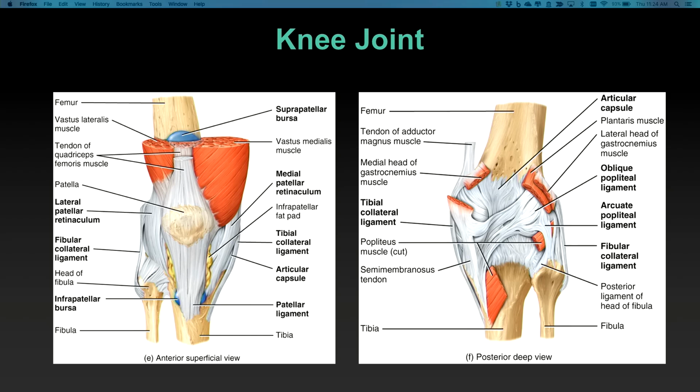So let's just examine the knee specifically, and I have 2 examples here. One with all of the structures intact, the other with a more open and deep view at the knee. So the left knee here has all of the superficial stabilizing structures intact.